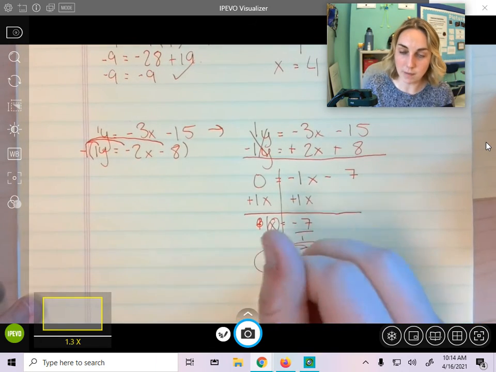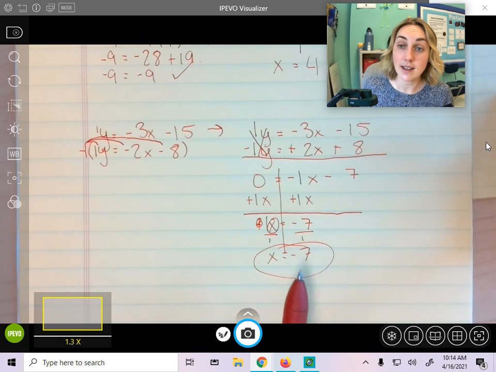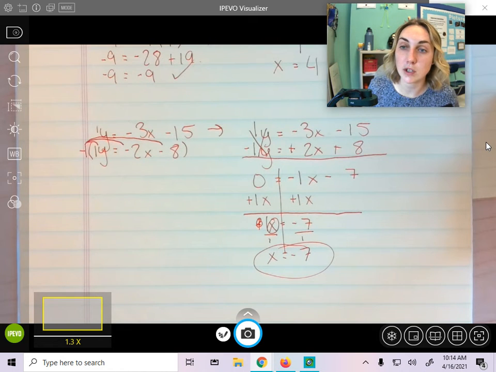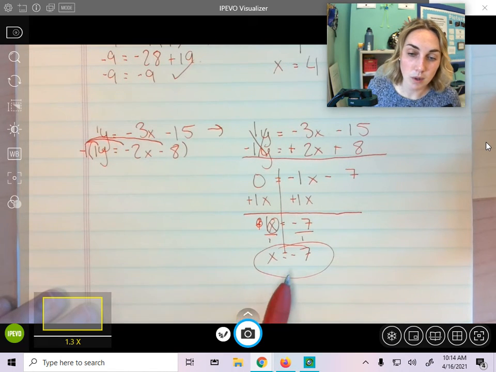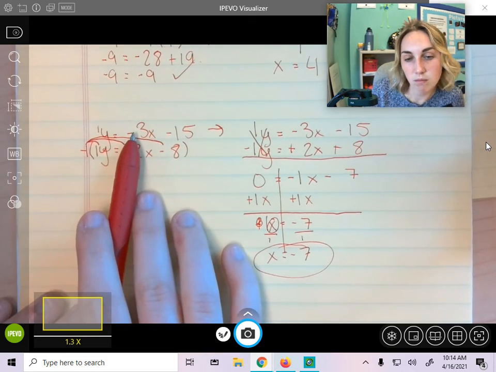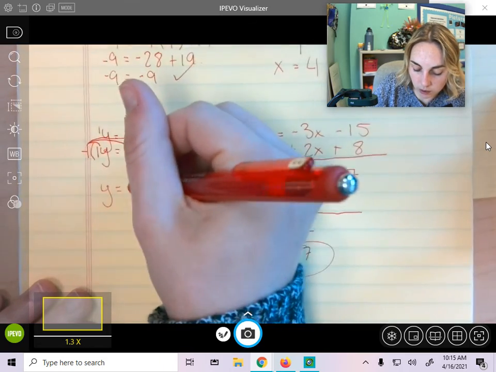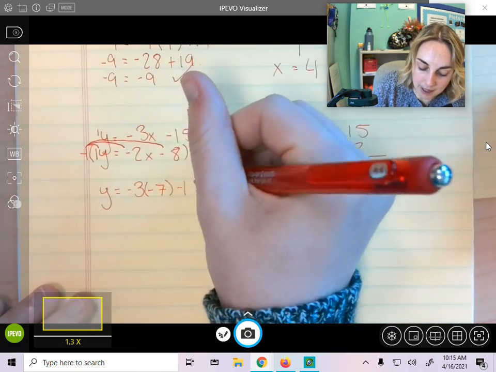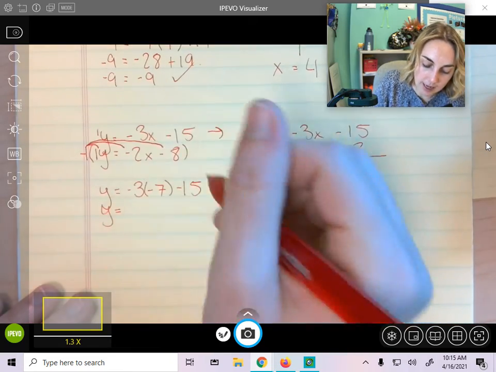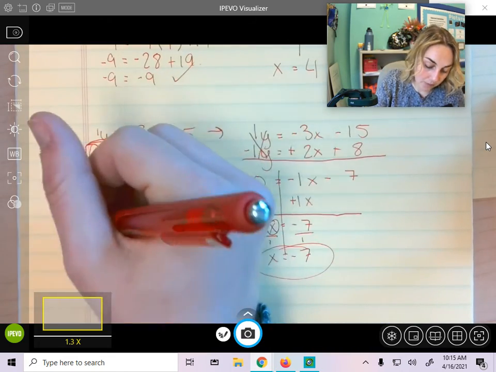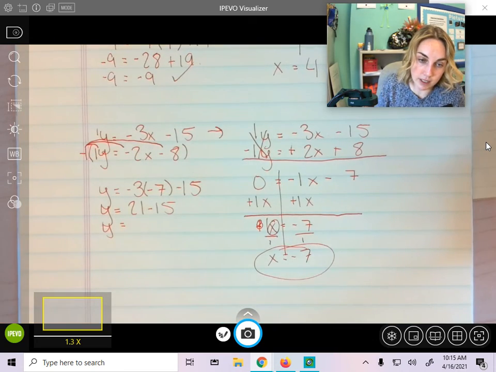Okay? So my last step is I'm going to plug this -7 into one of these problems in order to solve for y. Just like we did when we solved by substitution. It's going to be kind of the same thing. So I'm going to choose this top one just for fun. So y is equal to -3. My x value is -7, so I'm going to plug that in where x is, minus 15. -3 times -7 is going to give me a +21 minus 15. 21 minus 15 is going to leave me with 6. So y is equal to 6.